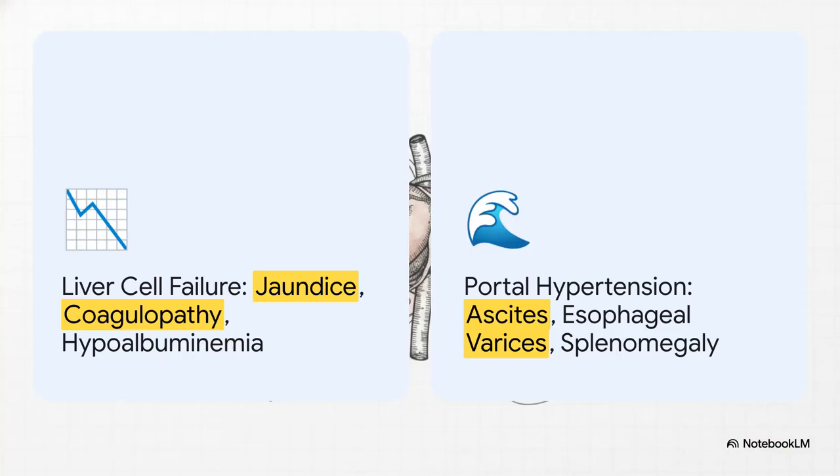Now check out this breakdown. It makes so much sense. On one side, you have the signs of liver cell failure. The liver can't process bilirubin, so the patient gets jaundiced. It can't make clotting factors, so you get coagulopathy and they bleed easily. It can't produce albumin, which leads to fluid shifts and edema. Then, on the other side, you've got portal hypertension. That high pressure forces fluid out into the abdomen, causing ascites. It pushes blood into smaller veins in the esophagus, creating these dangerous varices. And it backs up blood into the spleen, causing it to get huge. You see how it all connects back?